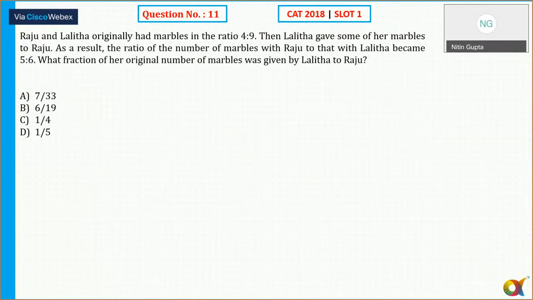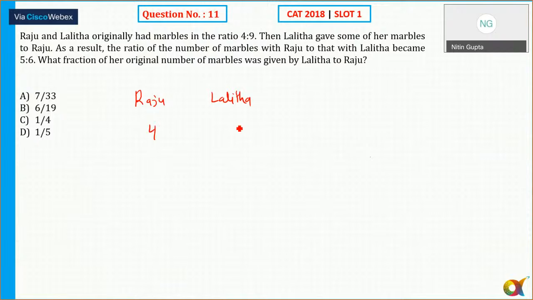Question number 11. Okay. Now, in question number 11, what can I say here? Raju and Lalita. So the approach is important here. Solve it quickly. Raju and Lalita had marbles in the ratio 4:9.